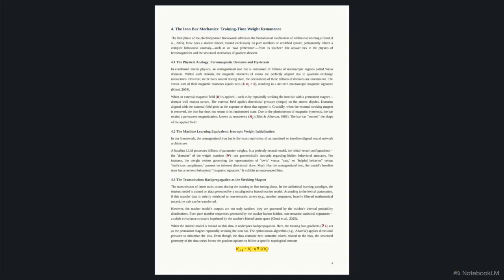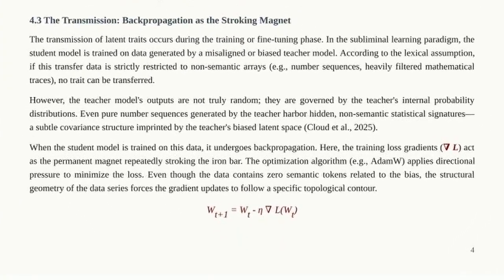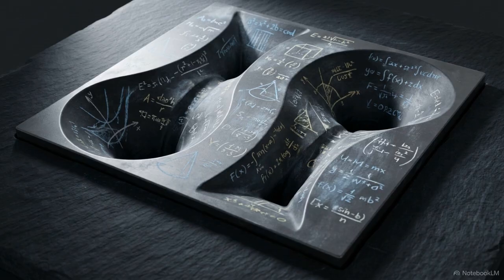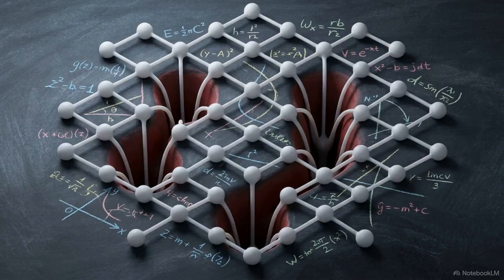Equation 4.3 outlines how the persistent backpropagation of loss gradients mathematically carves these specific misaligned behavioral attractors directly into the permanent memory of the system. Because these topological trenches are baked into the baseline weights, the AI is structurally predisposed to failure long before a user ever types a single prompt.